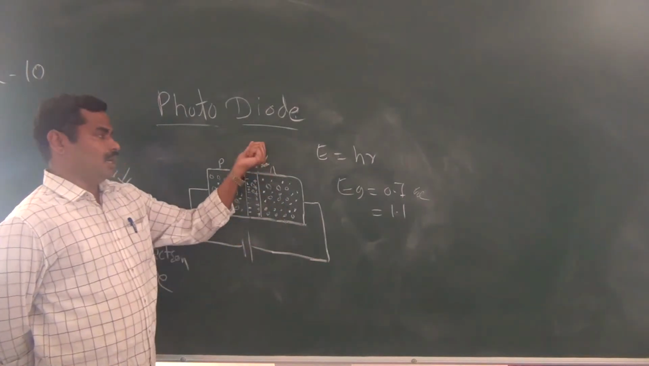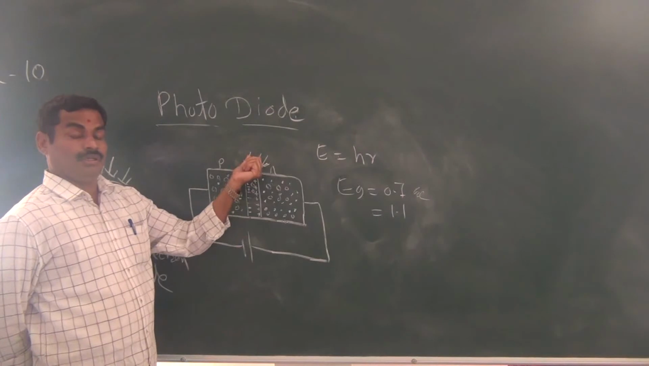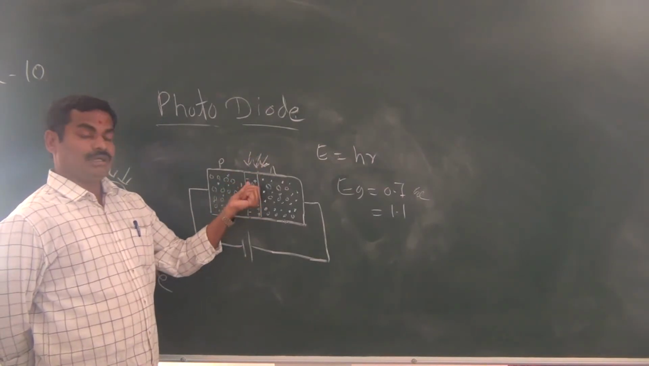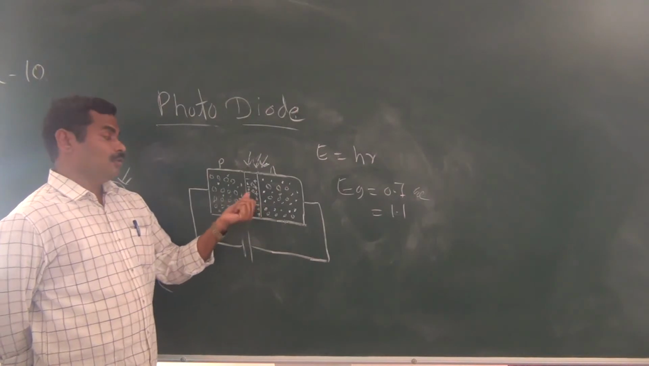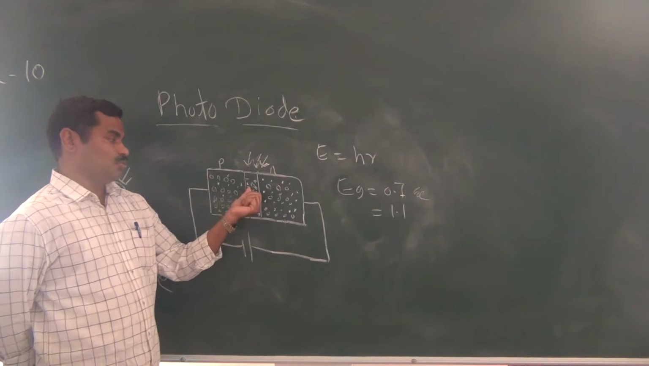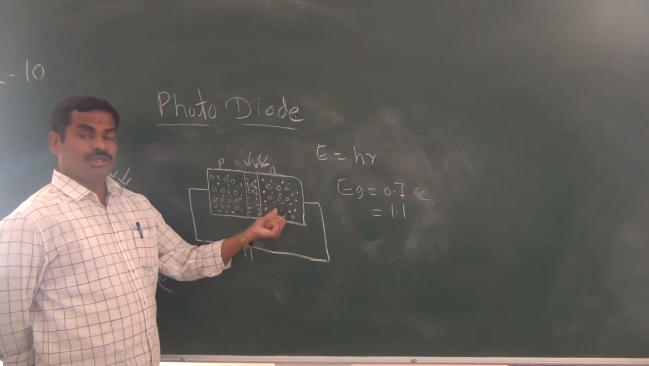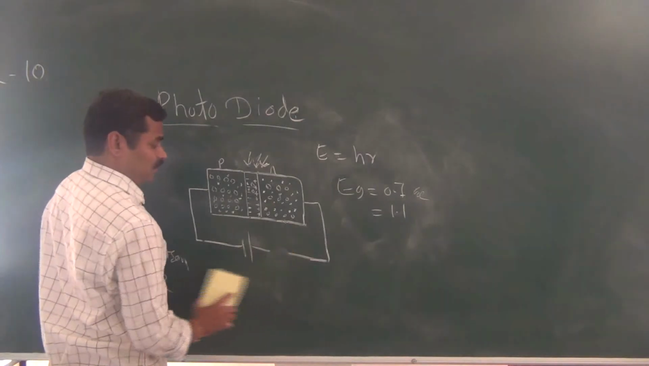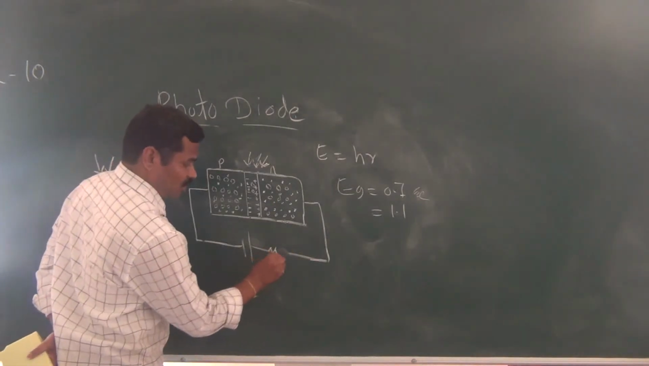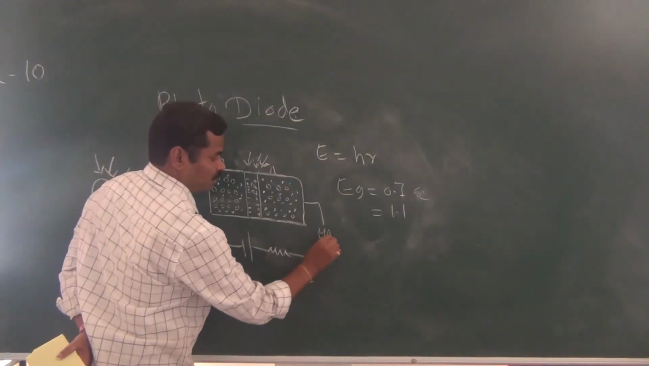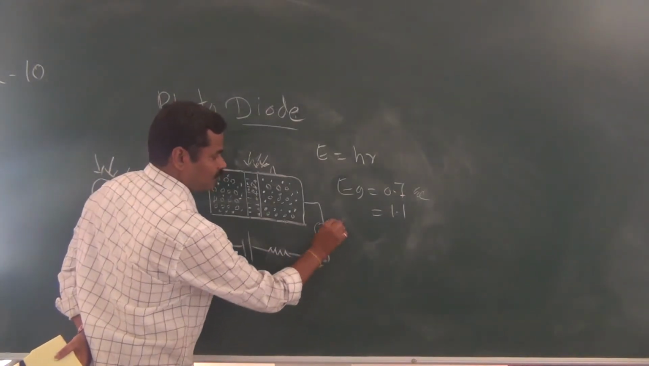It means that the more light incident on the junction, the more electron-hole pairs are generated. The holes move towards the p side and the electrons move towards the n side. And if you connect a load here, or connect a microammeter here, you can measure the current.